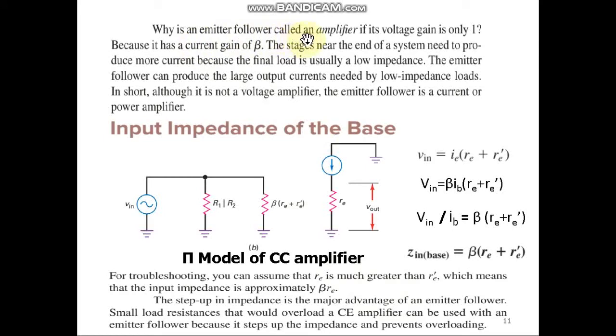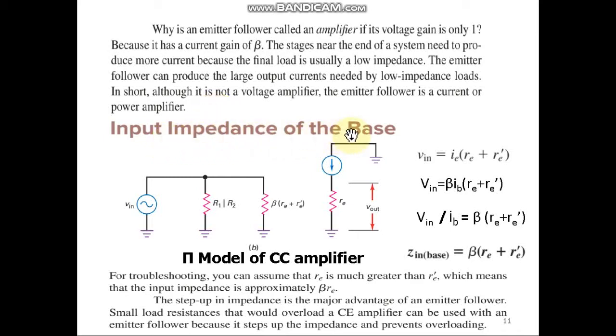Why is an emitter follower called an amplifier if its voltage gain is 1? Because it has a current gain of beta. The stages near the end of a system need to produce more current because the final load is usually low impedance. The emitter follower can produce the large output currents needed by low impedance loads. In short, although it is not a voltage amplifier, the emitter follower is a current or power amplifier, because you know the equation of power is I square R. So if R, that is the output impedance, is lower, then the only helpful parameter will be I square. So if your current is high, then your power, I square R, will be high.